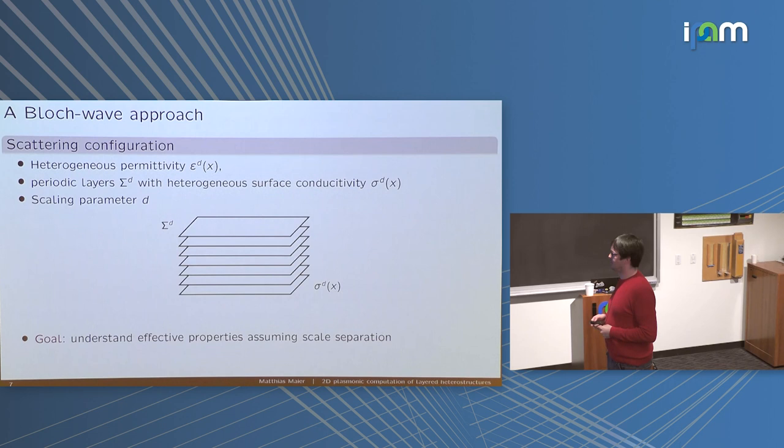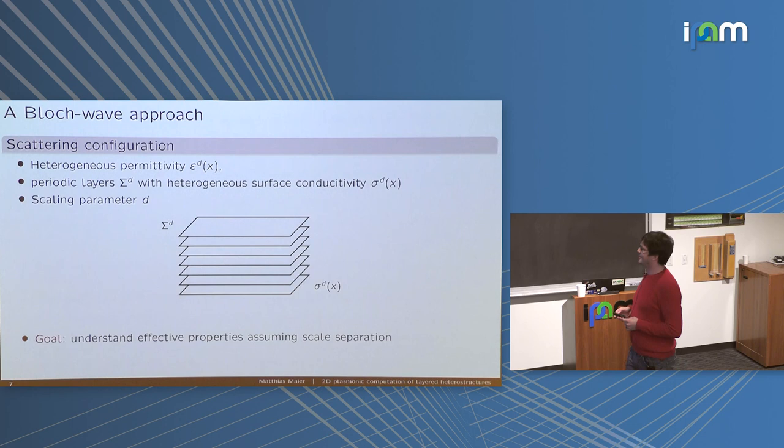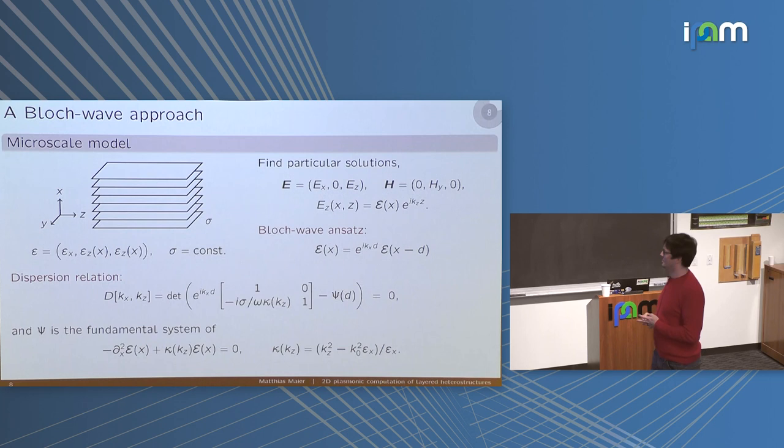When you try to understand this problem at first, you simplify it as much as possible. We are mainly interested in TM polarization, so we assume that for the electric and magnetic field. We also assume a certain propagation in the z direction. The y direction has been kept invariant, so we reduce it to 2D.